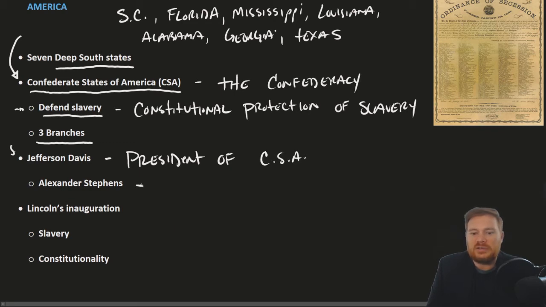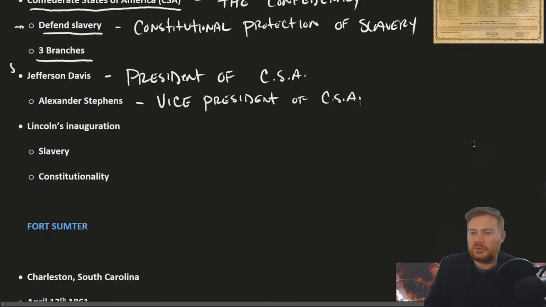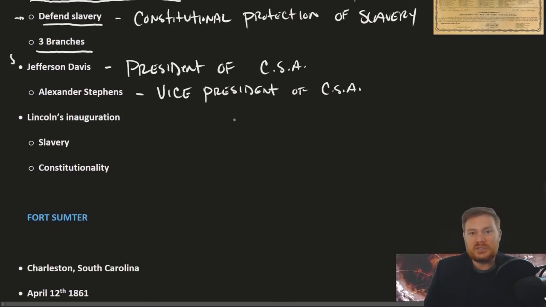And Alexander Stephens was chosen as the vice president. Jefferson Davis was from Mississippi. Alexander Stephens was from Georgia. And both of them, especially Jefferson Davis, weren't the most rabid of secessionists. They were pretty well respected at the time, I would say, before secession, obviously.